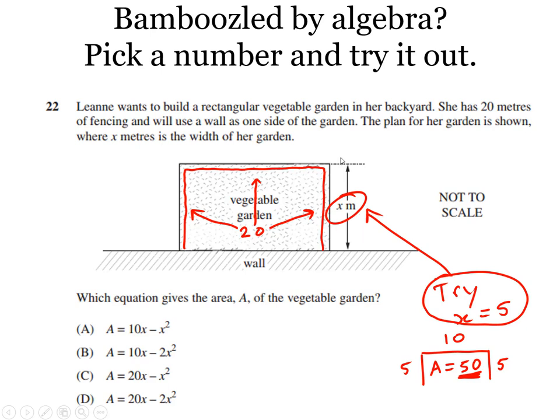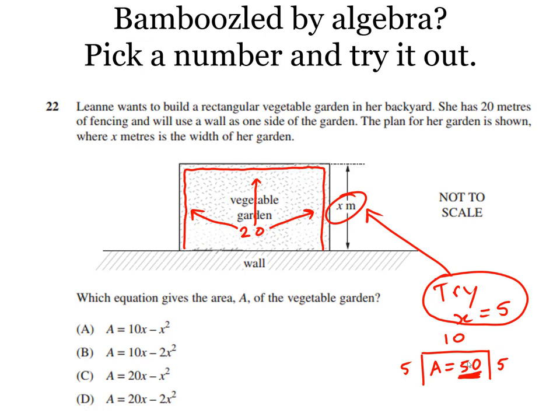We could try making this side here equal to 5. If we did that, this side here would be equal to 5. And we've got 20 altogether. So 20, take away 5 leaves 10. 5, 5, and 10. That means the area is 5 times 10, which is 50.